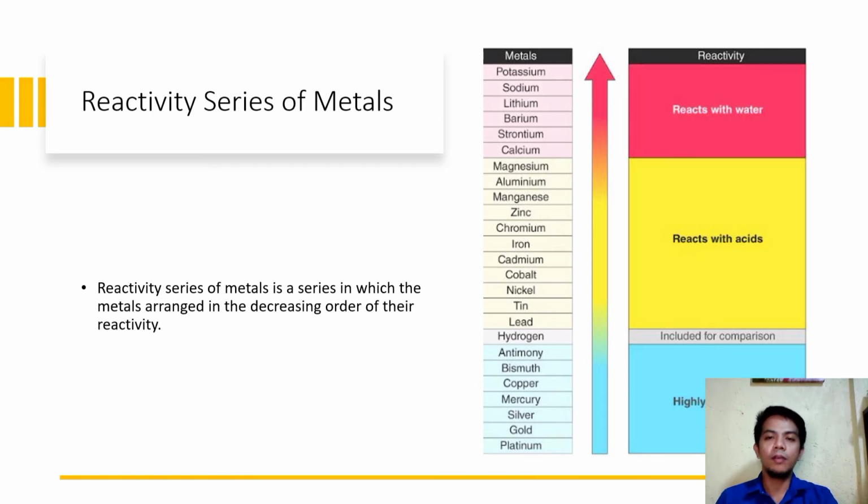So in this table, potassium to lead are the metals that are more reactive than hydrogen. Potassium to calcium reacts with water, while magnesium to lead reacts with acid, while the metals antimony to platinum are less reactive than hydrogen.